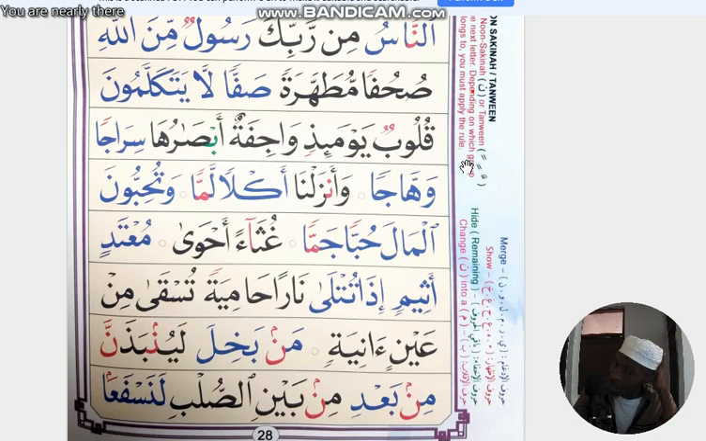And then the other rule of nun sakina is IDHHAR, which means showing. IDHHAR, showing. And the other ahkam is al-ikhfa'u. Ikhfa'u means hiding. You hide or remain. And then the other one is called IQLAB, changing the nun into the mim. That's called IQLAB.